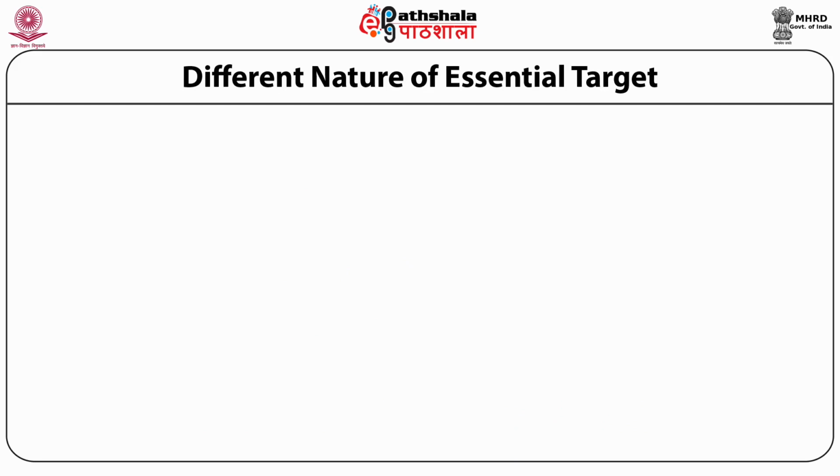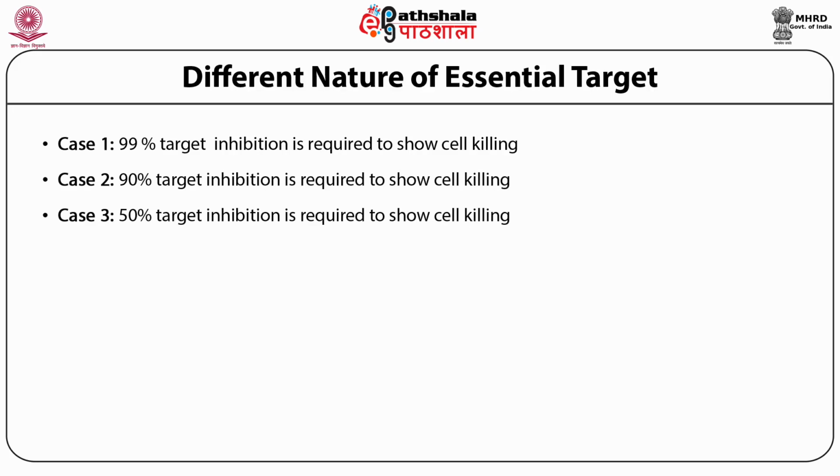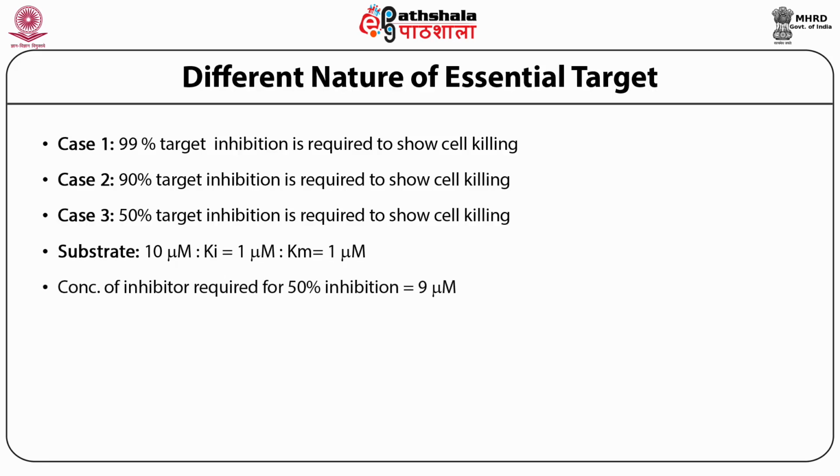Well, different nature of essential targets. So let us say there are case 1, case 2 and case 3. Now, in one case, 99% target inhibition, that is protein inhibition, is required to show the cell killing. There are 90% and there are 50%. Now if we have the substrate concentration as shown, what do we require? To have 50% inhibition for the same target, 9 micromolar is sufficient. On the contrary, if 99% target inhibition is required to kill the cell, then you require almost 100 times more micromolar concentration. And this raises toxicity.